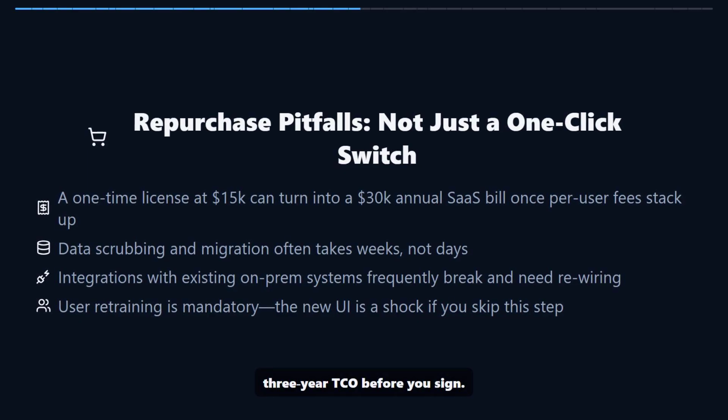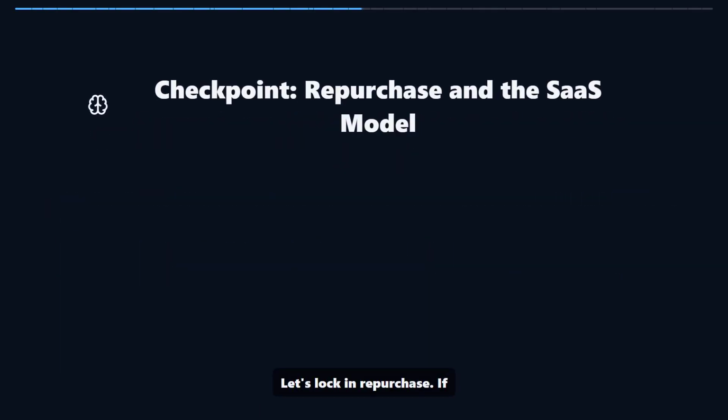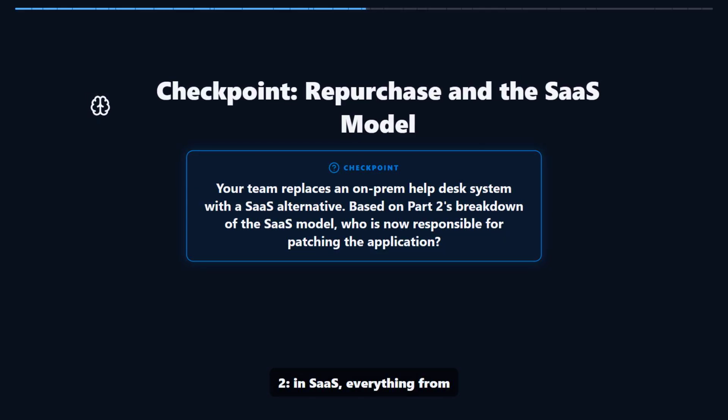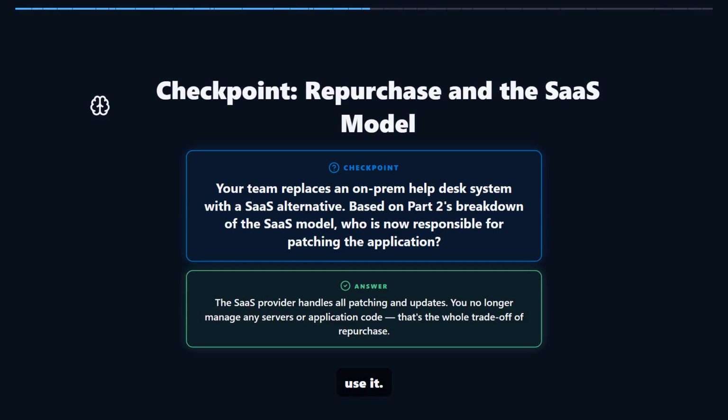Run a 3-year TCO before you sign. Let's lock in repurchase. If you move from an on-prem app to a SaaS product, who patches it? Recall Part 2. In SaaS, everything from the hypervisor up to the application is the provider's problem. You just log in and use it.